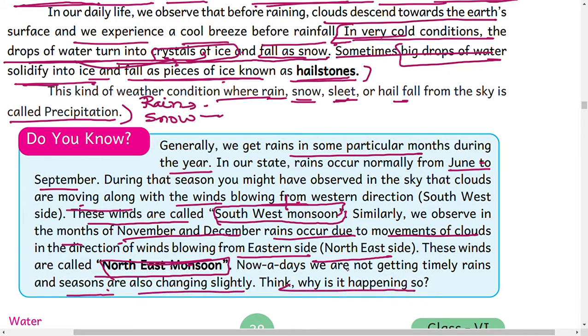The reason for this is more industrialization. More industrialization leads to more air pollution, which means the temperature will increase. Similarly, vehicles cause so much air pollution, global warming and ozone depletion. All these are reasons for the changing of the seasons and for not getting timely rains.